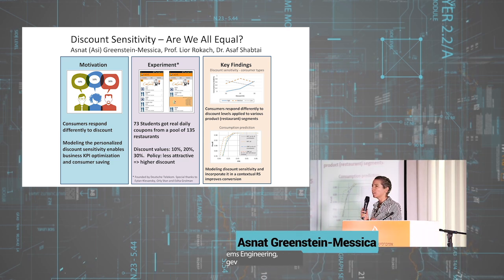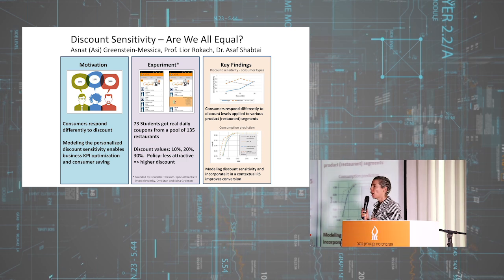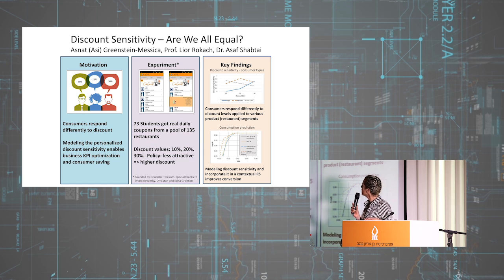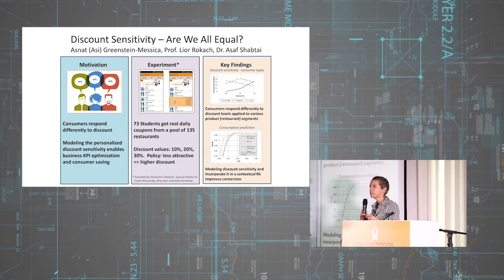How many of you like to buy products in sales? How important is it for you to get discounts for your product? How much does it influence your purchasing decision? In this research, we conducted an experiment with coupons for restaurants, and we used the data in order to model the different customers' sensitivity to discounts.